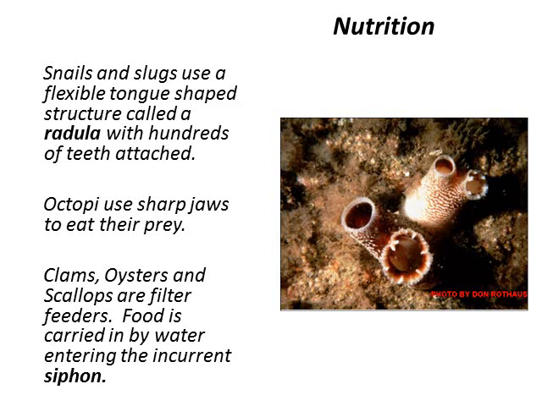Now, as you would imagine with all these different shapes, they have different modes of feeding. Snails and slugs, which you've seen before, have a flexible tongue-like structure called the radula, and they did a really good job in the movie of showing you it's got hundreds of these teeth-like structures attached to it, and it acts almost like a chainsaw. They can scrape away at plants or algae that's on rocks, and they can eat it that way. Octopi and squid have sharp, beak-like jaws they use for tearing apart and eating their prey.